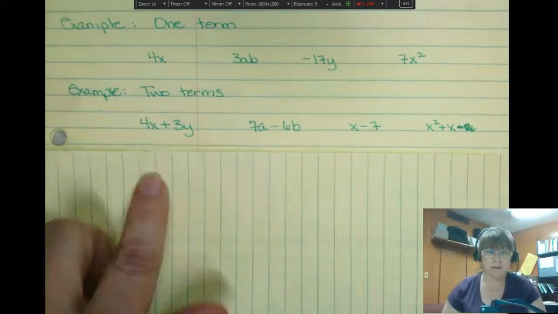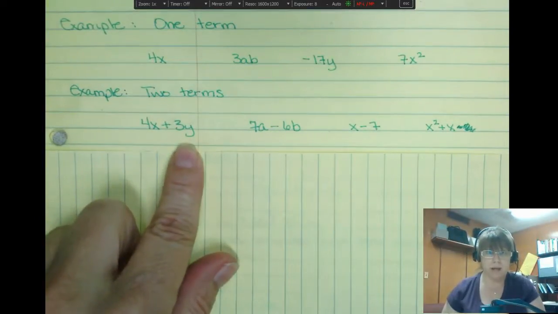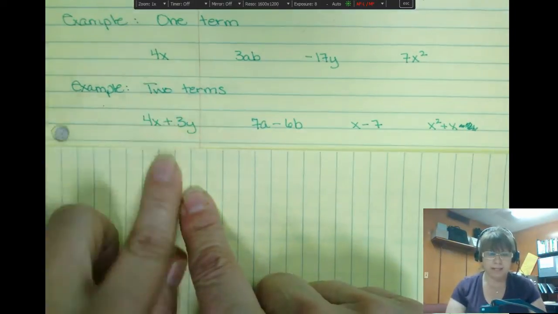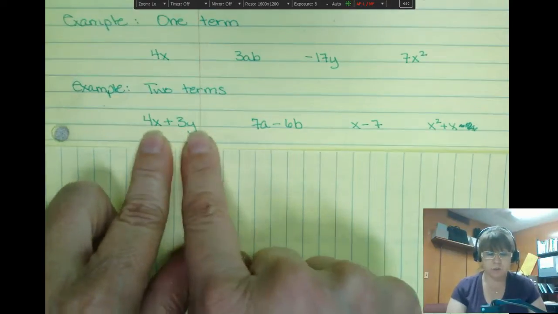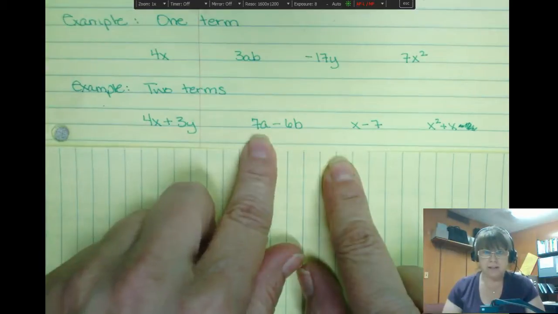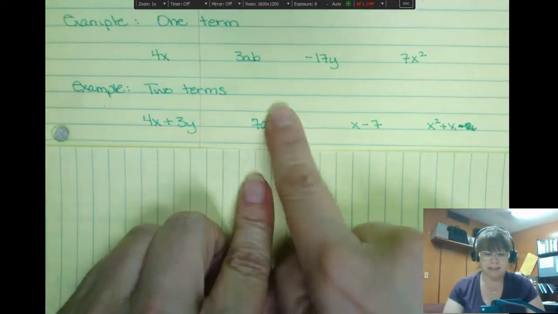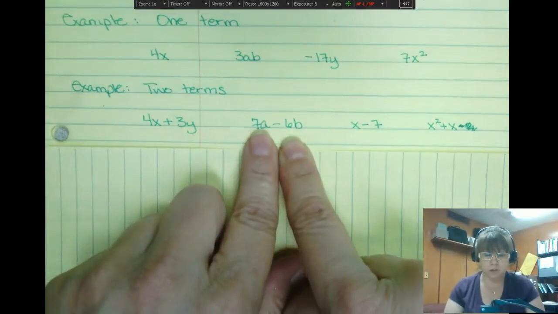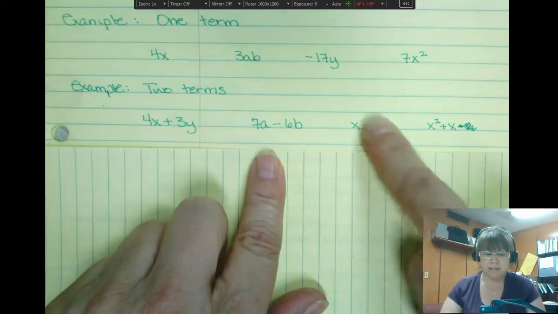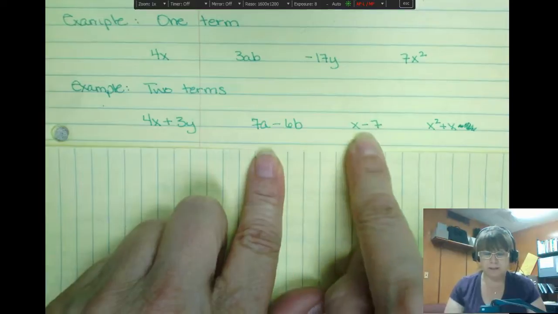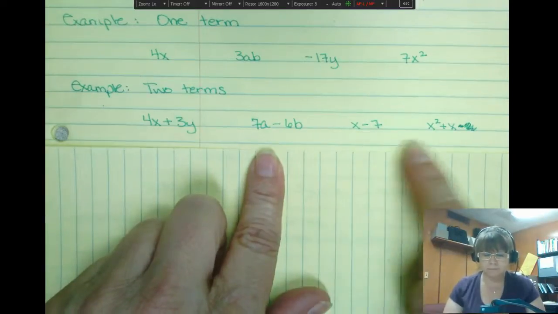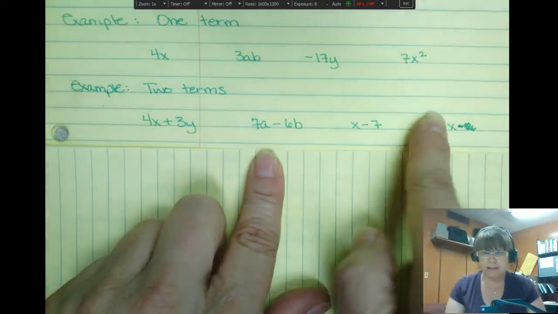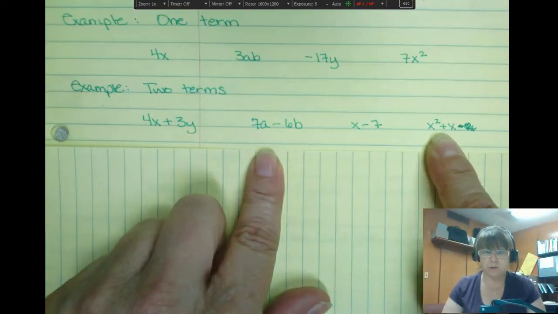Examples of two terms would be 4x plus 3y. 4x is a term. 3y is a term. It is separated by addition, so there are two terms. 7a minus 6b. Again, 7a is one term, 6b is another term. It's separated by subtraction, so there are two terms. x minus 7. x is a term, 7 is a term, they're separated by subtraction, so it's two terms. x squared plus x. Okay. x squared is a term, x is a term, separated by addition, there are two terms.